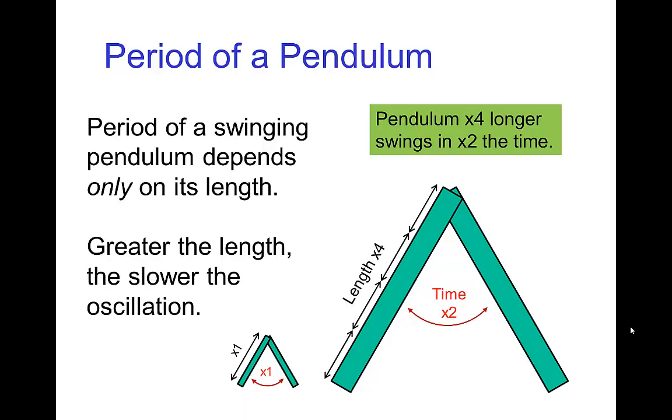But the way this works is that a pendulum that's four times longer takes twice as much time to swing back and forth. In other words, the period of the long pendulum that's four times longer is twice that of the small pendulum that we see here.